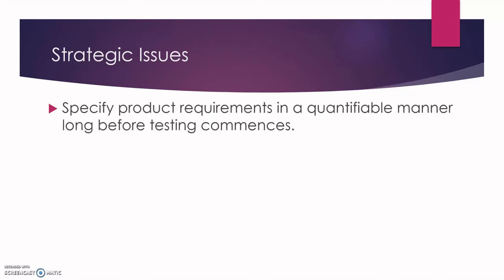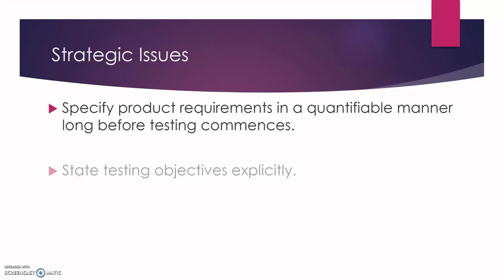The first issue is specify product requirements in a quantifiable manner long before testing commences. The objective of testing is to find errors, right? But it also assesses characteristics such as portability, maintainability, and usability. But this should be measurable in order to avoid ambiguity. That is, the software should be portable, maintainable, and usable also. Not only are we considering the errors, but also we consider all these factors which are measurable also.